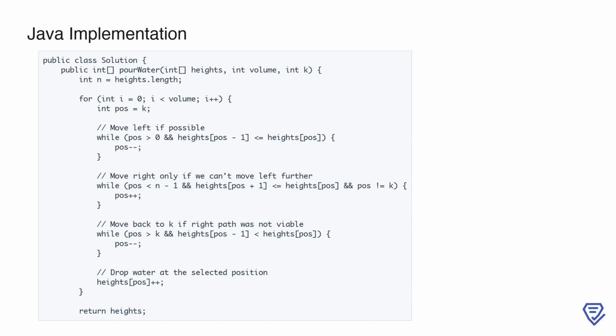We initialize a variable POS to k, representing the current position where we are evaluating where the water might settle. Now, we try to move water to the left by checking if the height to the left of the current position is less than or equal to the current height. If this condition is true, we decrement POS, moving to the left. This ensures that the water flows downhill or stays level as it looks for the lowest point. However, if no valid left position is found, we prepare to evaluate the right side.